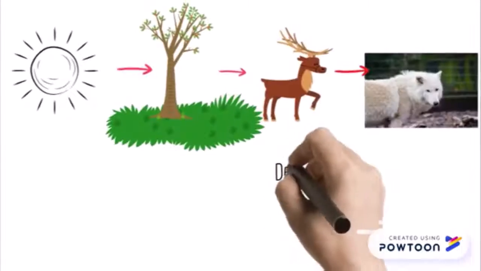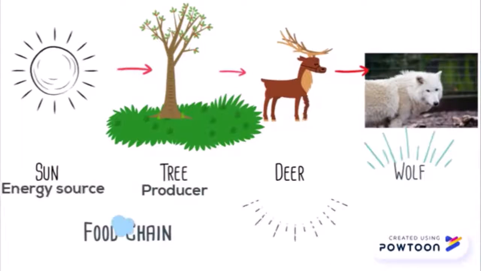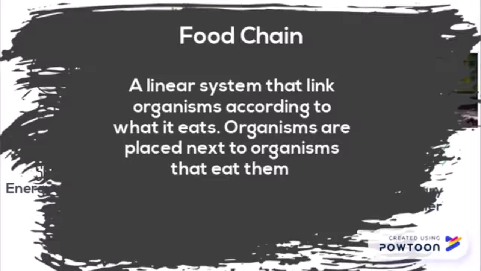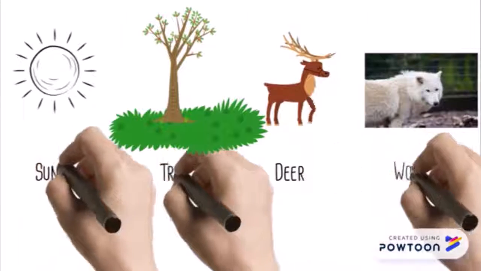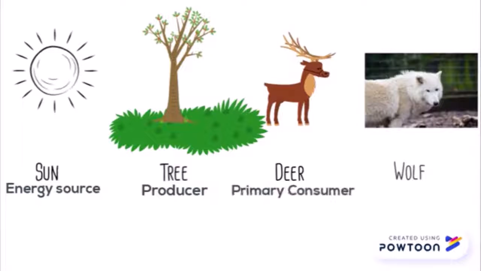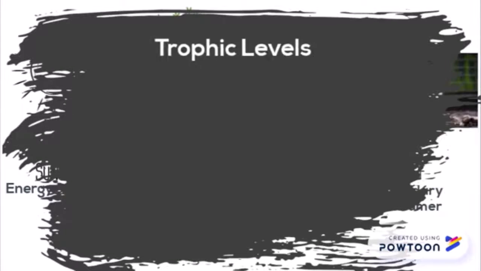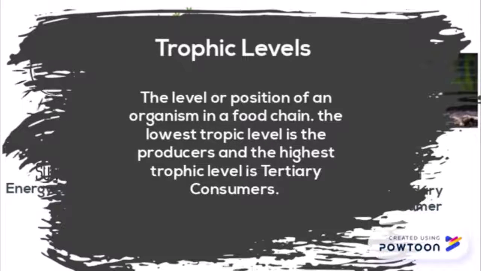All these different organisms that we talked about are connected to each other through a food chain. A food chain is a linear system that links organisms according to what they eat. Organisms are placed in this chain based off what they eat and what eats them. In a food chain, organisms are part of different trophic levels. This is a fancy term for the position of an organism in a food chain. The lowest trophic level is producers, and then it increases to primary consumer, secondary consumer, and tertiary consumer.